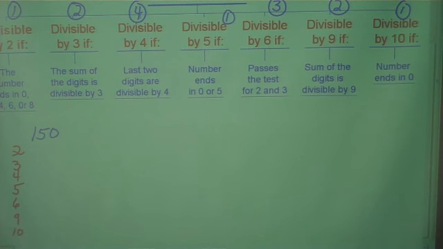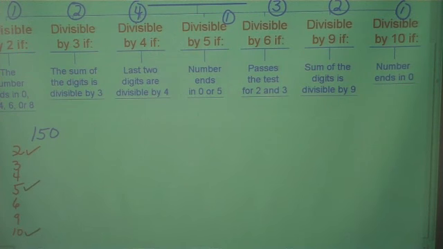The first ones we're going to test are 2, 5, and 10. So let's look at the last digit, which is 0. Since the number ends in 0, it passes the test for 2, because it has to end in 0, 2, 4, 6, or 8. The test for 5 is, does the number end in 0? Yes, it does. So it passes the test for 5. The test for 10 is, does the number end in 0? Yes, it does. So it passes the test for 10.